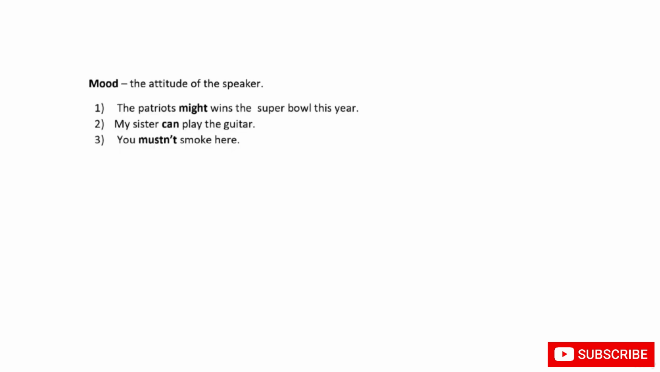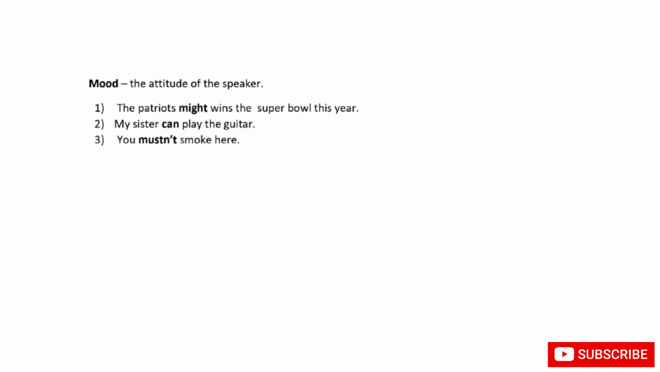In grammar, mood means the attitude of the speaker. That is the feeling I want to convey to you. For example, if I said, the Patriots might win the Super Bowl this year. If you don't know what that means, the Super Bowl is an American football tournament in the US, and the New England Patriots are a team. So I am making a prediction about the future, and I'm using the modal verb might to do that.